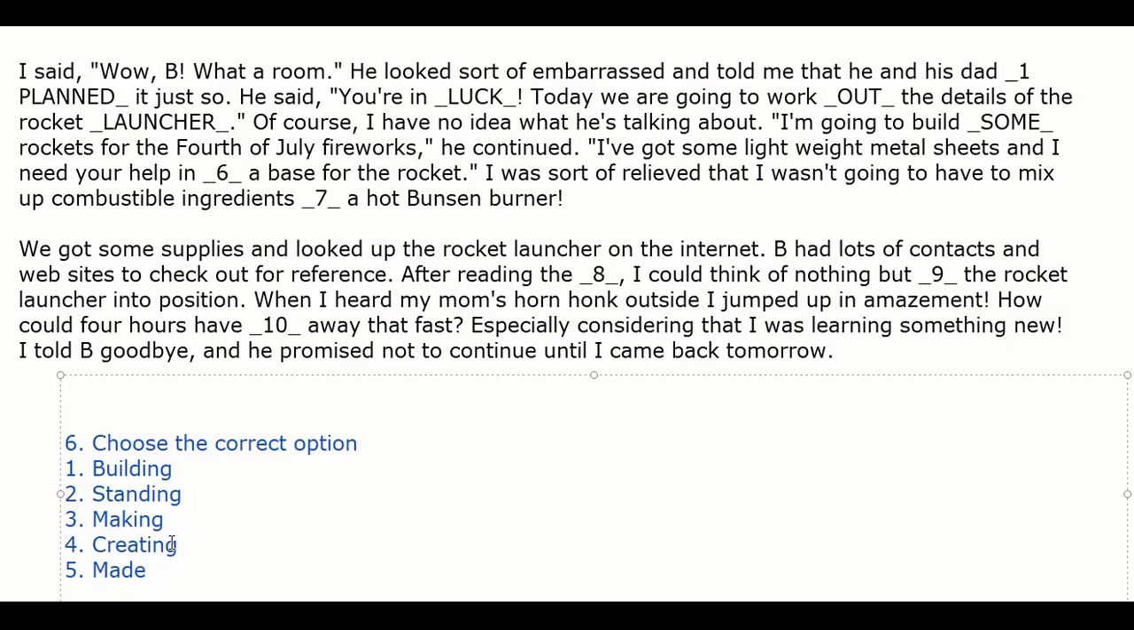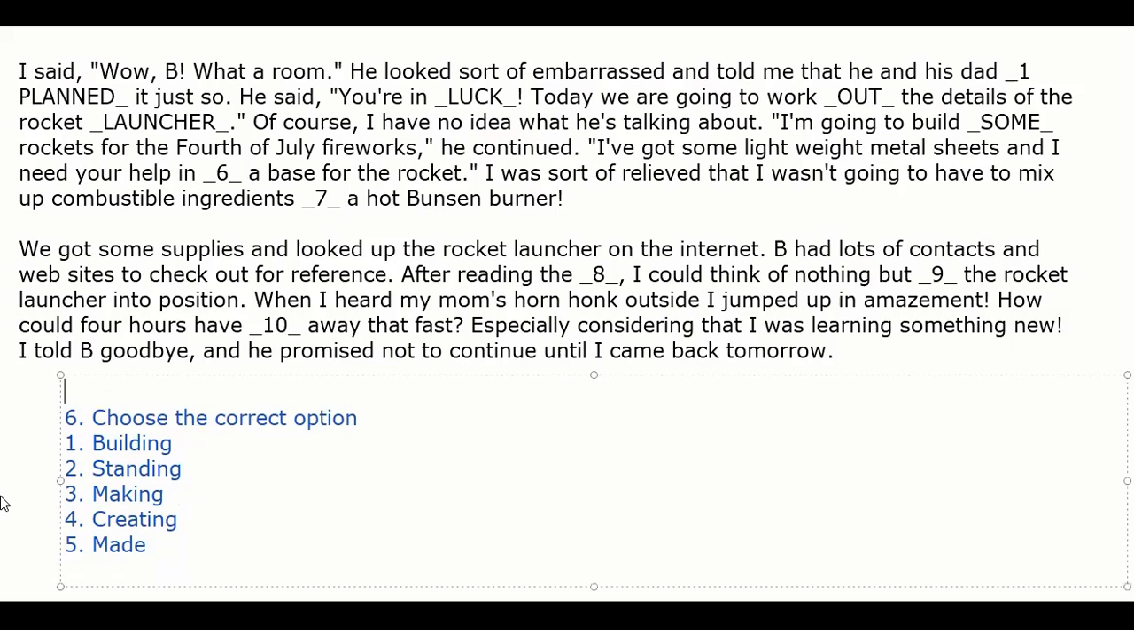In building a base, in standing a base, making a base, creating a base, made a base. Think, guys. Achintya says first, okay. Everybody think over it. I think it is base. Not base. What is it? Yeah, what will come before base? Like building a base or standing a base or making a base or what?